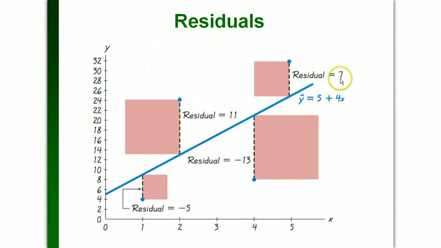Now notice when you add these together, 7 and 11 add to 18. 13 and negative 5 add to negative 18. And positive 18 and negative 18 add to 0. So these residuals should always cancel each other out if you add them all together. That'll always happen if you have the least squares line.